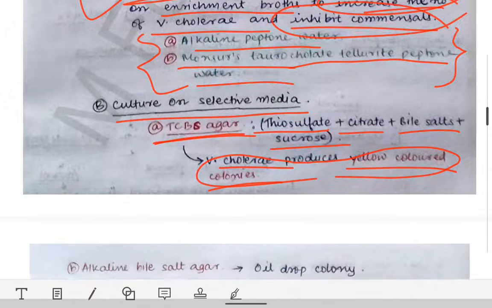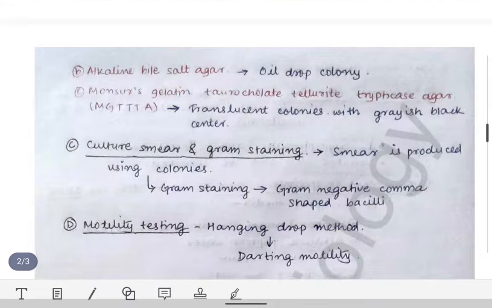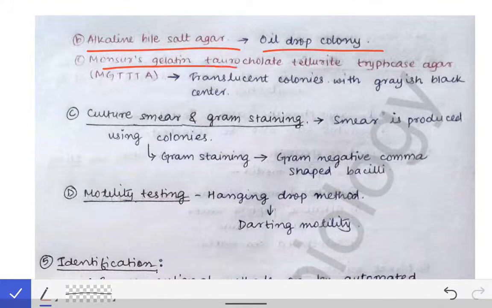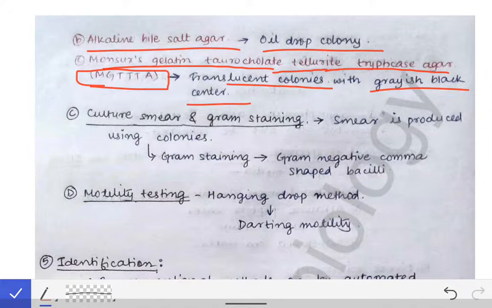Next comes the alkaline bile salt agar, on which the Vibrio cholerae produces oil drop colonies. And other than that, we have the Monsur's gelatin taurocholate tellurite trypticase agar, MGTTA. So on this Monsur's gelatin taurocholate tellurite trypticase agar, the Vibrio cholerae produces translucent colonies with a grayish black center.